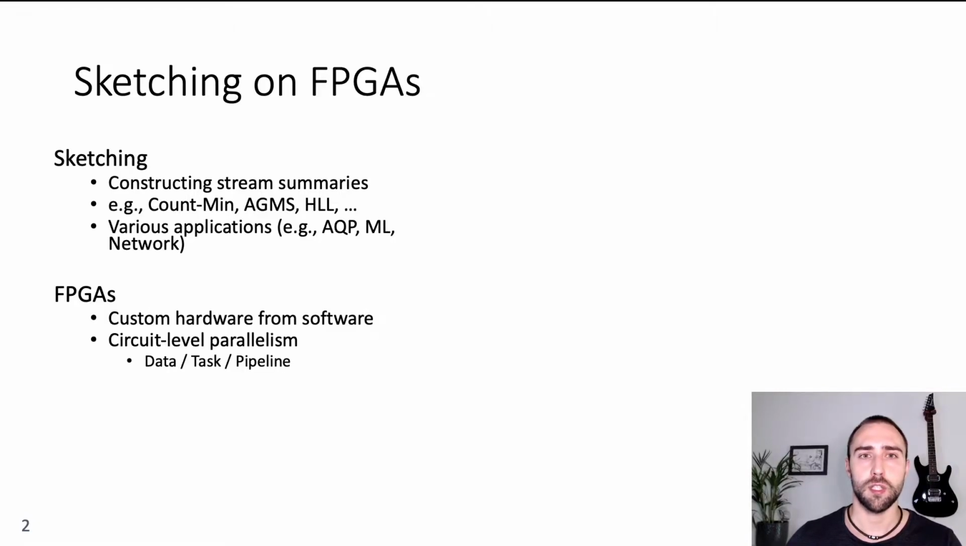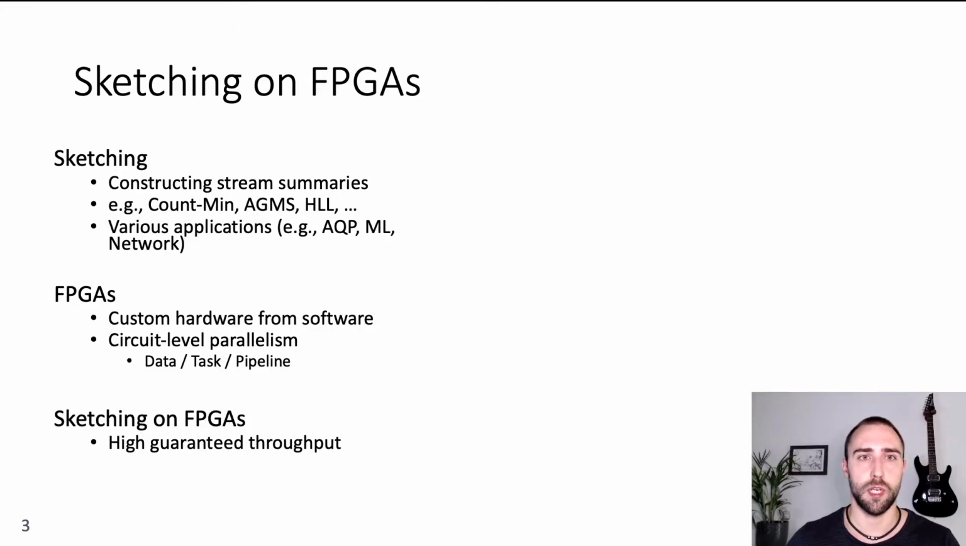FPGAs are an architecture that allows us to create custom hardware by using software. Think of uncommitted hardware resources that sit on a chip, and by using software we can reprogram and rewire these resources. One of the benefits of custom hardware is that we are very flexible in the types of parallelism we can use. We can use data, task, and pipeline parallelism with very little overhead. This is what makes sketches and FPGAs such a good combination, because we can use this parallelism to create accelerators with high guaranteed throughput. Let me give you a sneak peek into our evaluation to support this point.